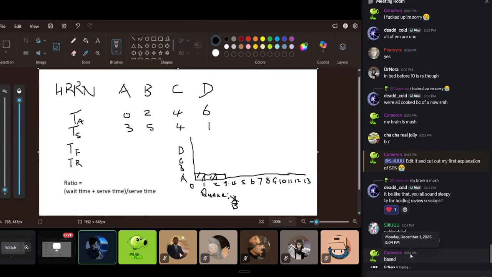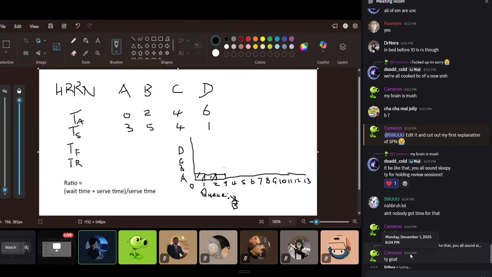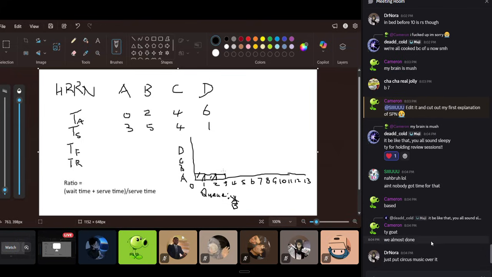Now B is in the queue, so we need to run B next. B gets run 5 times, and because it's the only thing in the queue, you don't need to calculate anything. B is going to run 5 times, so all the way across, and it's going to go all the way to 8.